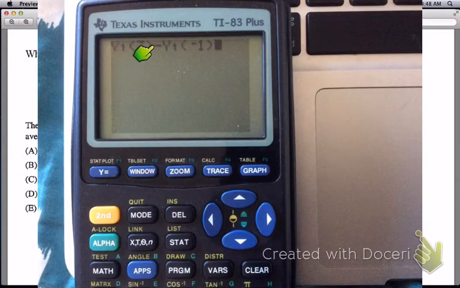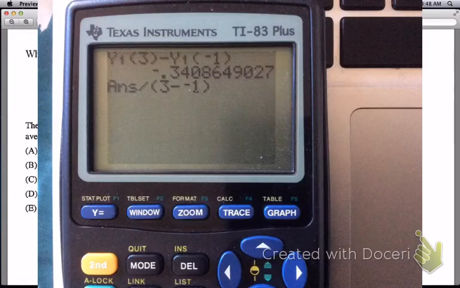So here I have y2 minus y1, because I'm plugging in the second value minus plugging in the first value. This is the top of the slope formula. You just have to be careful, because if you don't put parentheses around this, it's going to mess it up. So what I like to do is the top of the fraction first, and push enter. Then we're going to divide it by what we would put on the bottom, x2 minus x1.